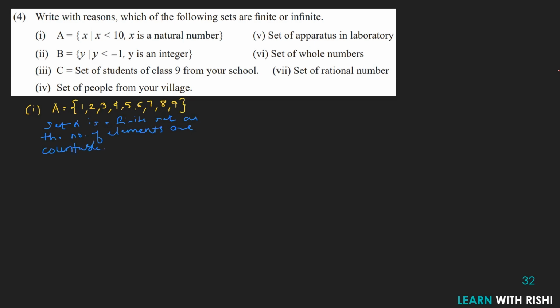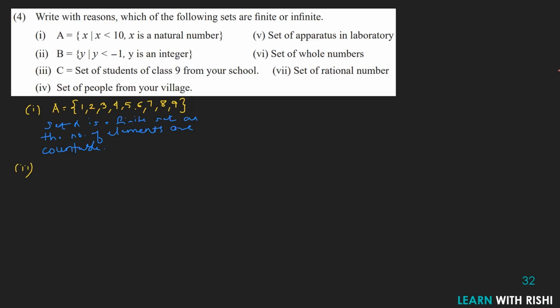Okay, let us move to the next question. Question number 2. B is equal to set of all y such that y is less than -1 and y is an integer. Now y is an integer and it is less than -1. So less than -1 means -2, -3, -4, -5 and so on.